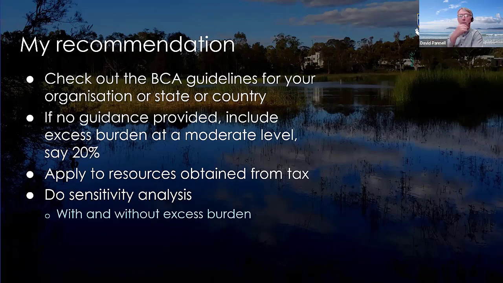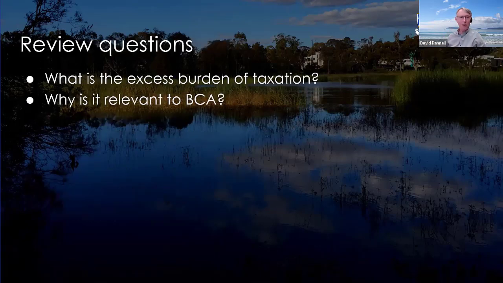And the other point there, it says apply to resources obtained from tax. The money that is spent on your project might not all come from tax. If it comes from other sources, then maybe you wouldn't apply the marginal excess burden to money from those other sources. Okay, I think that's all I've got.